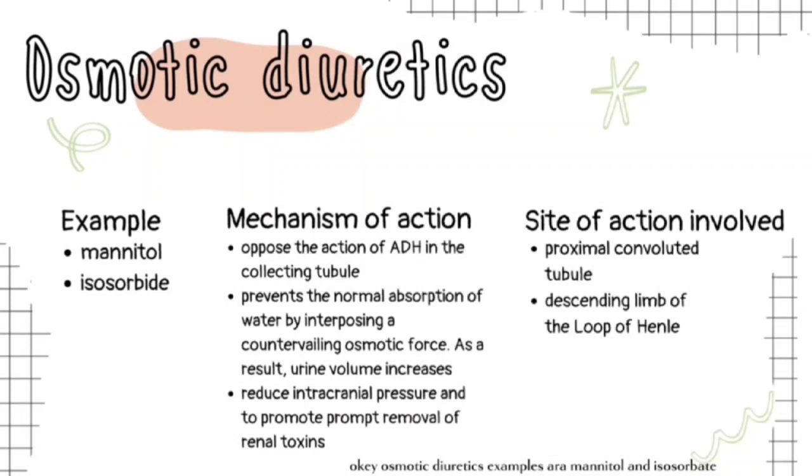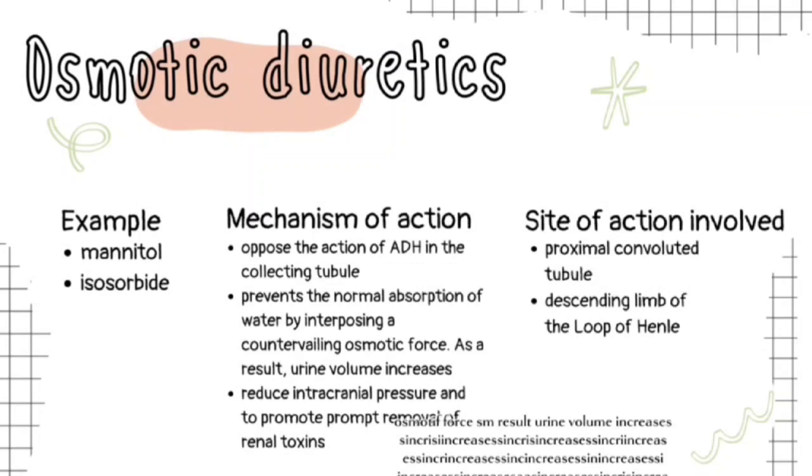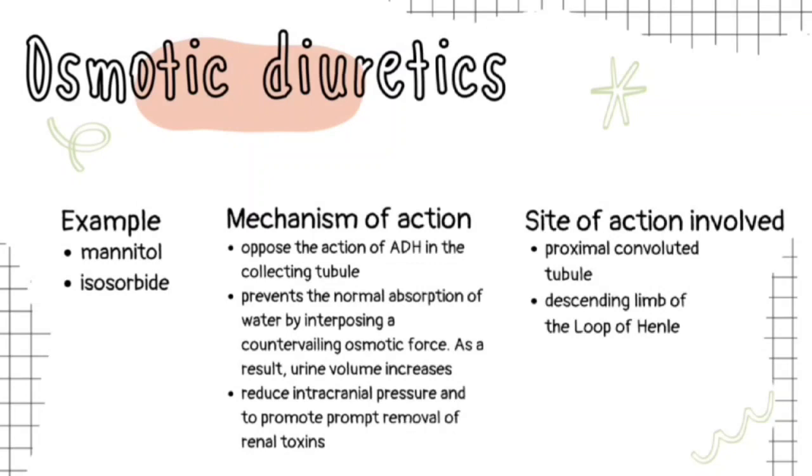Okay, osmotic diuretics. Examples are mannitol and isosorbide. How does it help the body? It opposes the action of ADH in the collecting tubule, and prevents the normal absorption of water by interposing a countervailing osmotic force. As a result, urine volume increases. It also reduces intracranial pressure and promotes removal of renal toxins. Site of action involves the proximal convoluted tubule and descending limb of the loop of Henle.